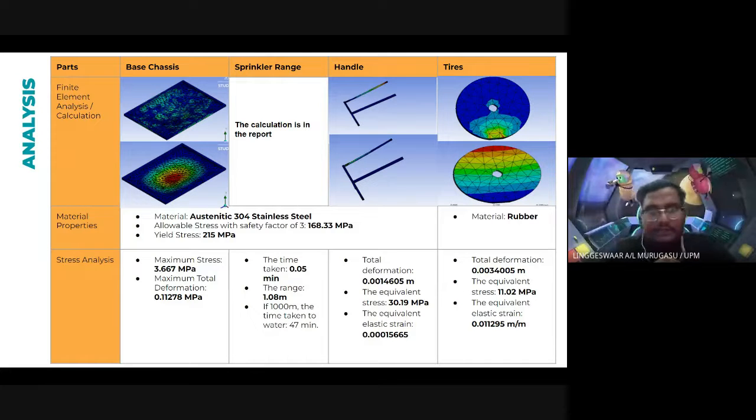Okay, thank you, Hidayah. Okay, now I'm going to explain about the analysis on the sprinkler range. So the analysis on the sprinkler range is that we find the time taken and the range. So for the time taken, we get 0.05 millisecond for a certain range, which is 1.08 meter. So if we compare with 1000 meter, the time taken for it to finish is 47 minutes. So it is within the time required.